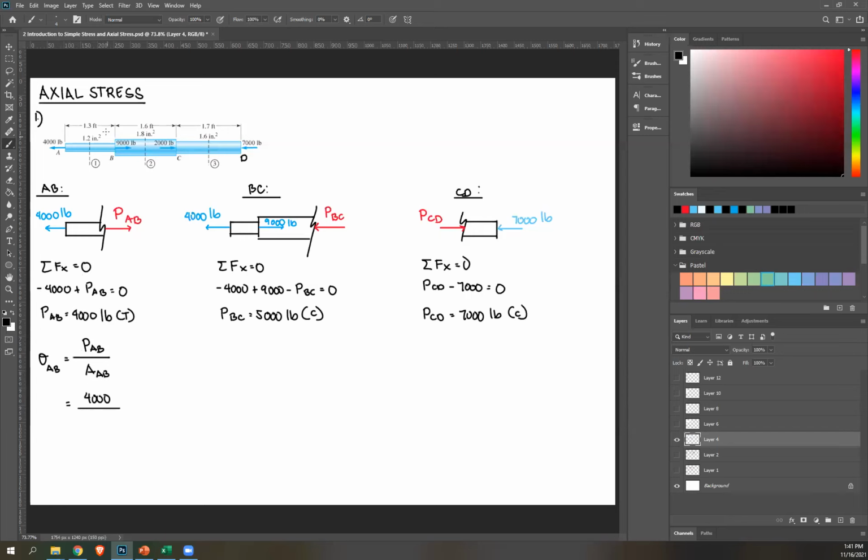It's given in your figure. This is AB. Cross-sectional area is given 1.2 inch squared. So divide by 1.2. Please solve. What's the answer?